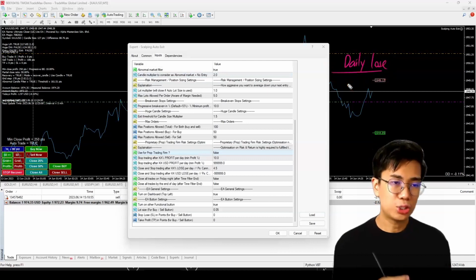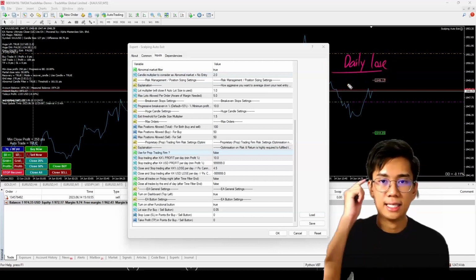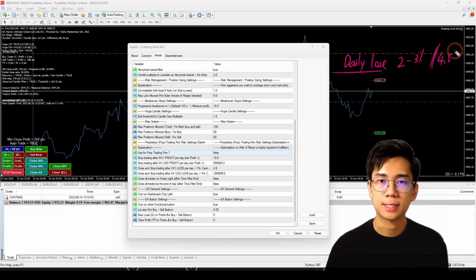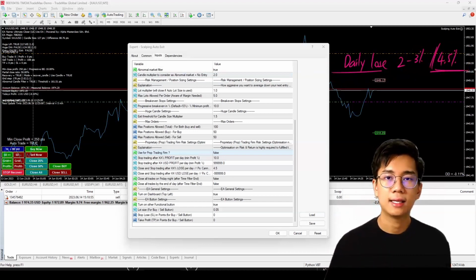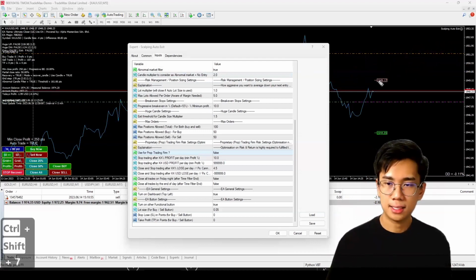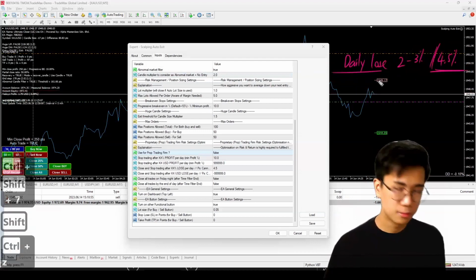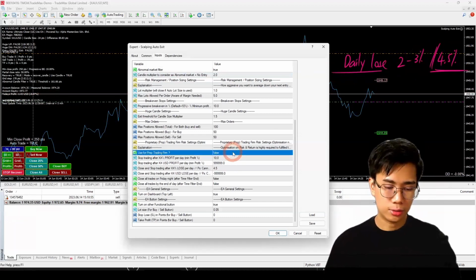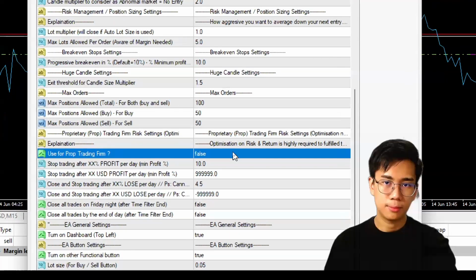Now, every single trader has a daily loss limit set in their mind, and usually the standard is 2 to 3%, at most up to 4.5% in a day. That is the standard daily loss that a trader will set. And how does this daily setup work? Right now, what you can do is turn this to true.